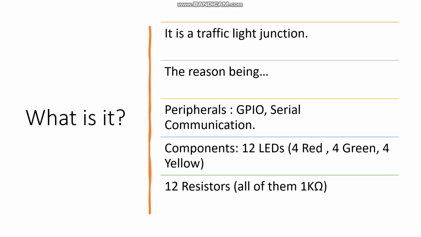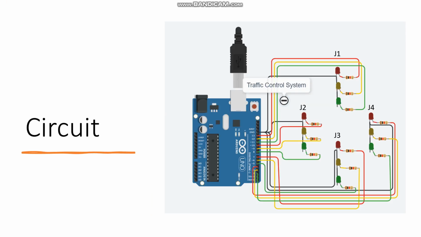The peripherals I used are GPIO and serial communications. Components include 12 LEDs, 4 red, 4 green, and 4 yellow, and 12 resistors, which are 1 kilo ohm each. So here's a quick look at how my circuit looks. J1, J2, J3, J4 stand for junction 1, junction 2, junction 3, and junction 4.